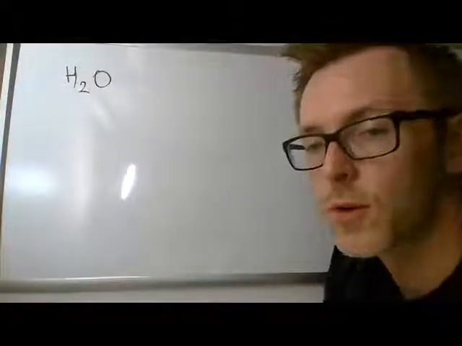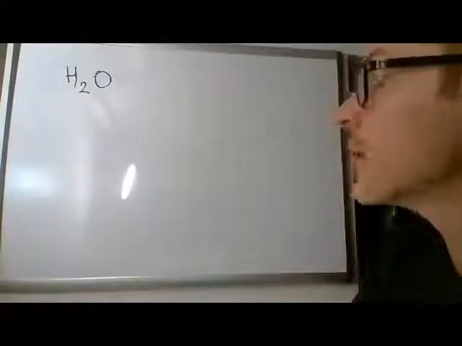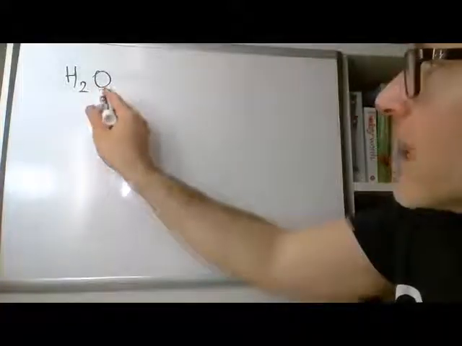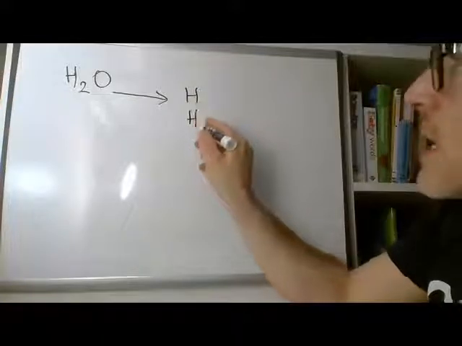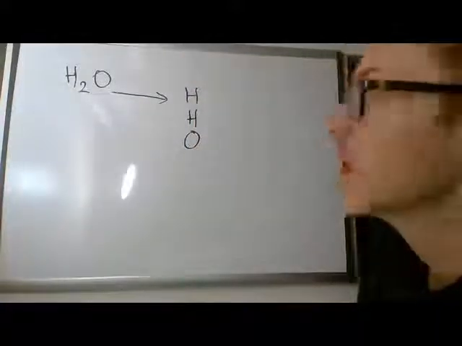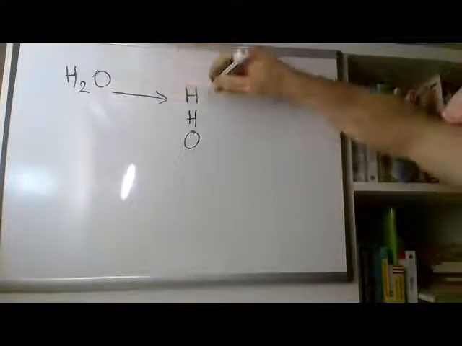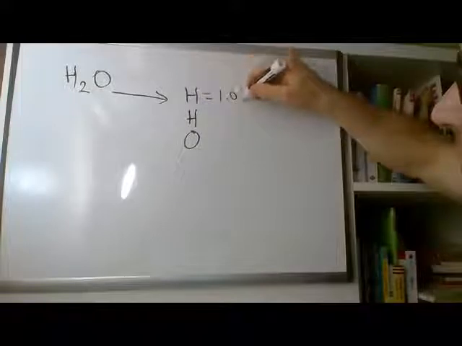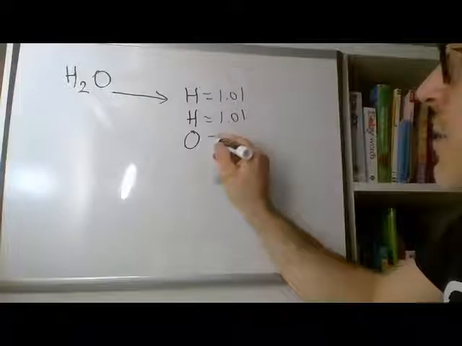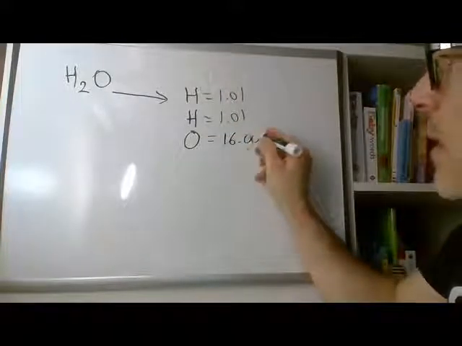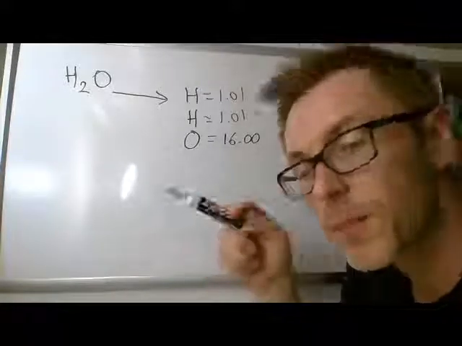So let's take a water molecule. The water has two hydrogens and one oxygen, so it's H2O. So we look at the composition of that molecule. We have two hydrogens, and each hydrogen has a mass of 1.01. Oxygen has a mass of 16. There's no need to memorize these numbers, they're on your periodic table.